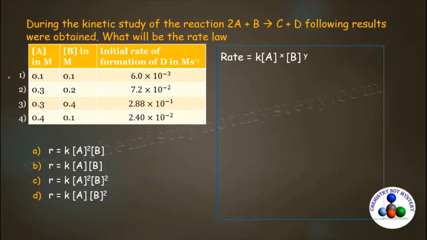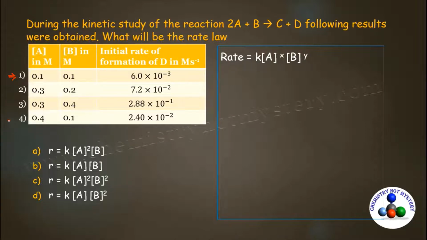So if we choose set 1 where the concentration of A is 0.1 and concentration of B is 0.1, now you have to select the set in which the concentration of any one of the reactant is kept constant.